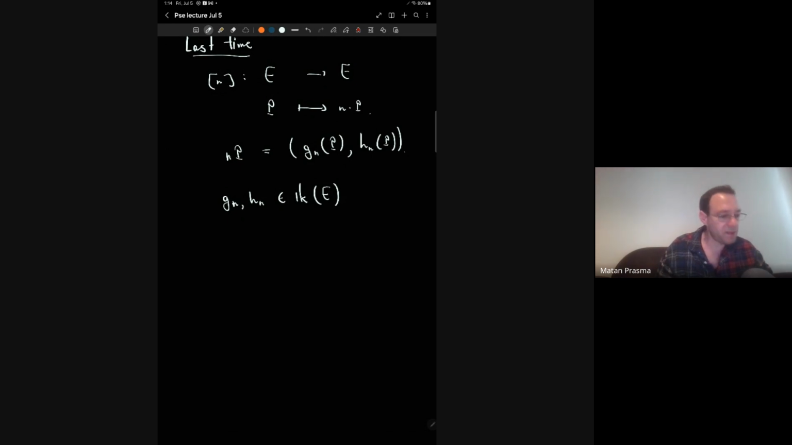And we defined, of course, E_n to be all the points in E over K bar such that nP is zero, the zero element. And we would like to study G_n and H_n in order to understand the group of n-torsion points.